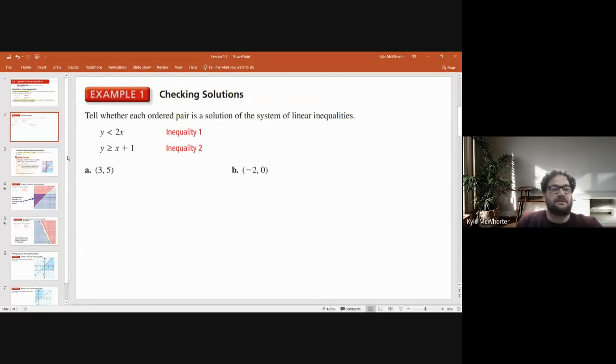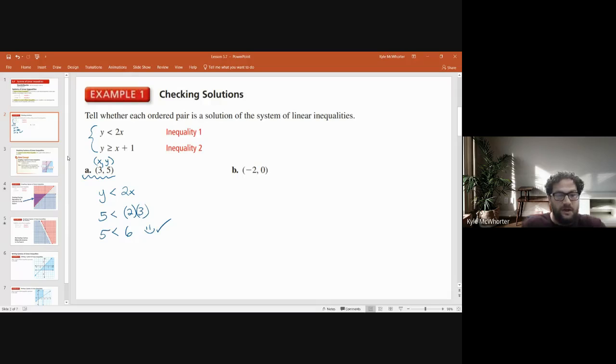So first we're going to test the point (3, 5) to see if it's a solution to this system of inequalities. So remember, it always goes x and then y in an ordered pair. So we are going to plug a 3 in for x and a 5 in for y. So in y is less than 2x, we would be plugging a 5 in for y, and then 2 times the x value, which is 3. And then that says 5 is less than 2 times 3, which is 6. 5 is less than 6. So that one checks out.